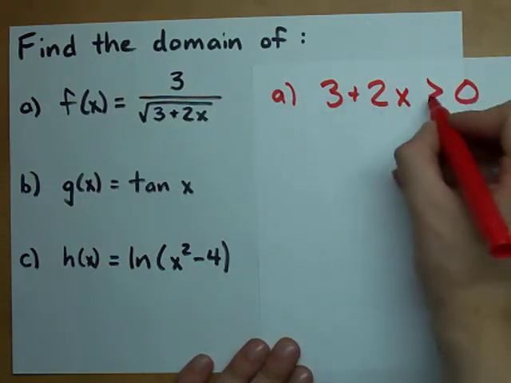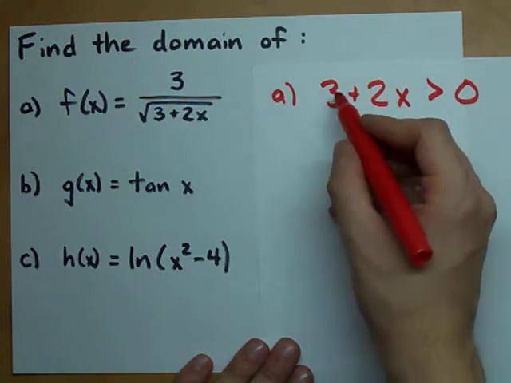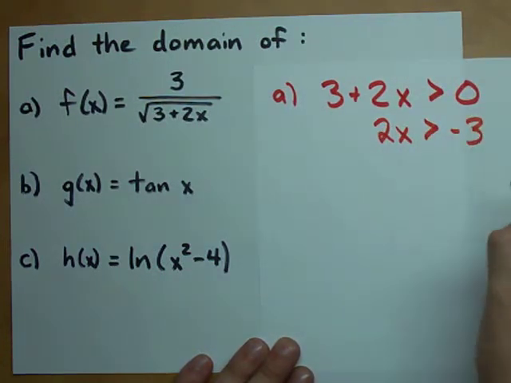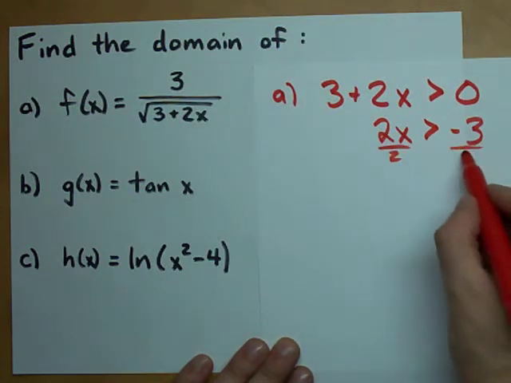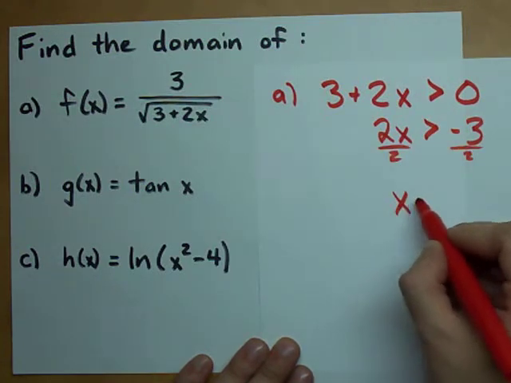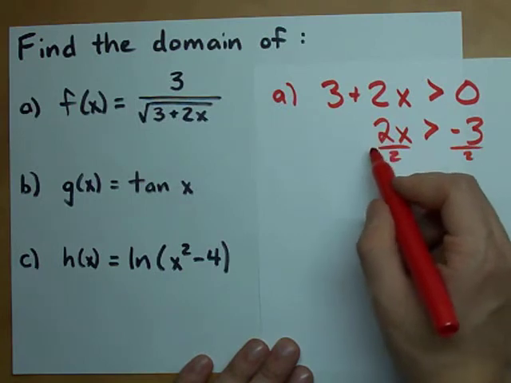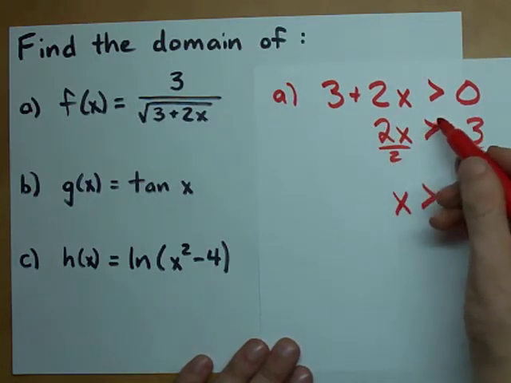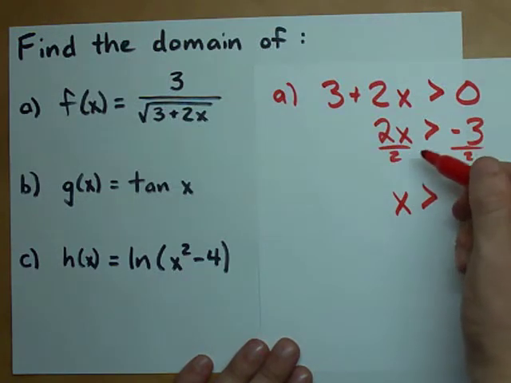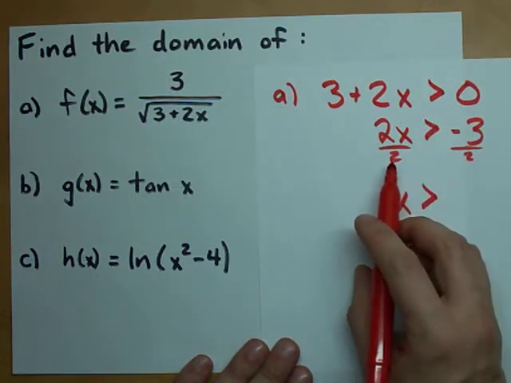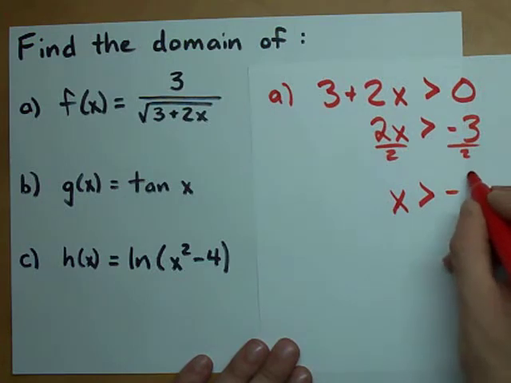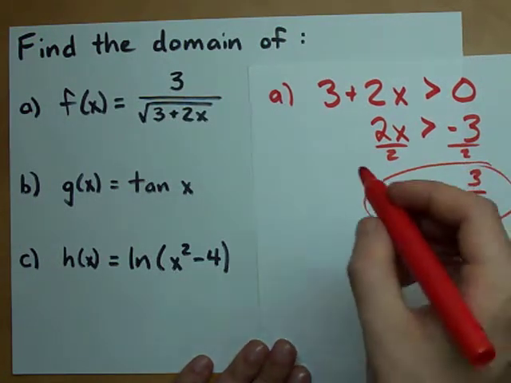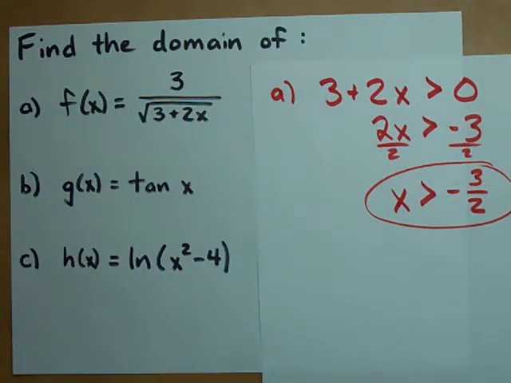Well, treat this like a regular equation. Move the 3 to the other side. 2x is greater than negative 3. And then divide both sides by 2. Now on a test, if you end up dividing both sides or multiplying both sides by a negative number, you have to switch the direction of this sign. That's not the issue here. We're dividing by positive 2. So x has to be greater than negative 3/2, and that's the domain of this function.